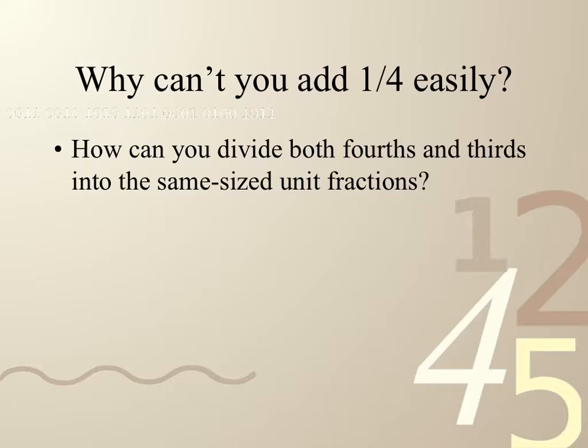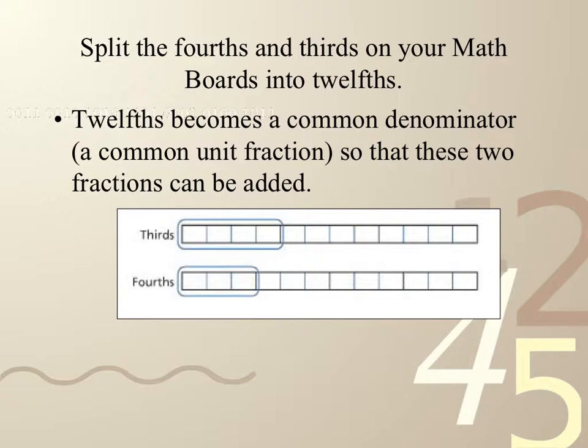What we have to consider is how could we divide both fourths and thirds into the same size unit fractions? If we split the fourths and the thirds into twelfths, then while we have a different amount of thirds and a different amount of fourths, now they are the exact same size pieces. Twelfths becomes a common denominator. We're using a common unit fraction so that these two fractions can be added. Before adding or subtracting fractions, you must find a common denominator.